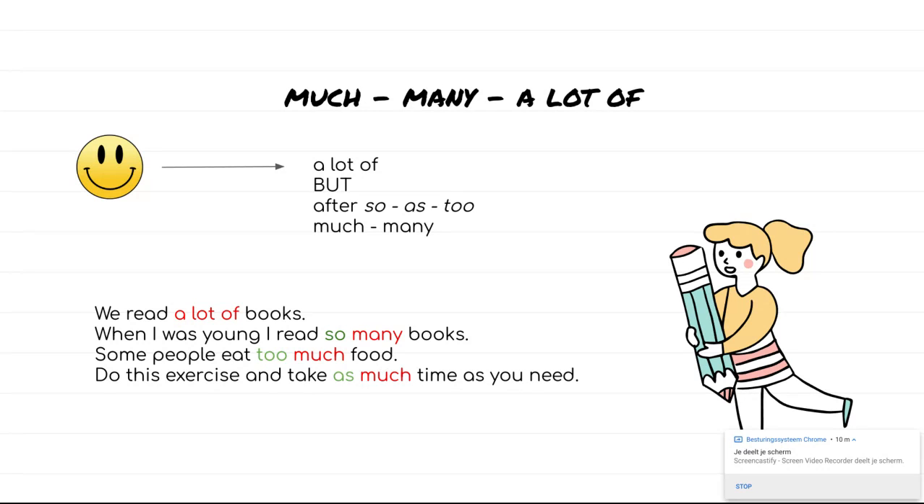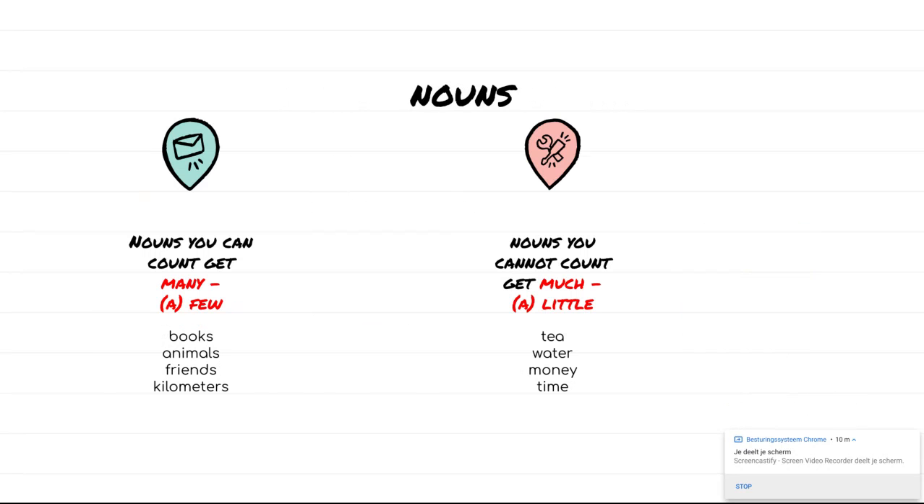Do this exercise and take as much time as you need. Why much? Because of time, and the word as is in the sentence. So you can't say, do this exercise and take as a lot of time as you need. You have to say, take as much time as you need. English confusing? Yes, it is.